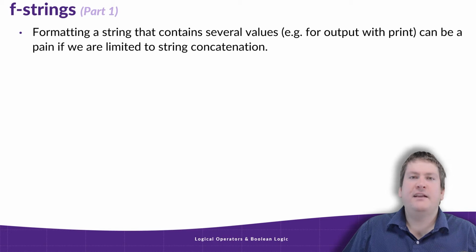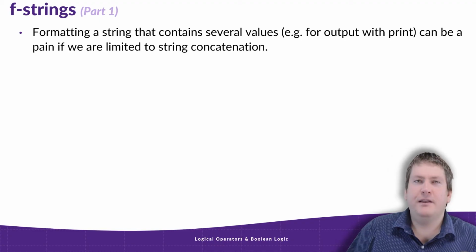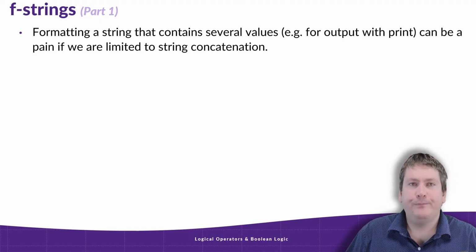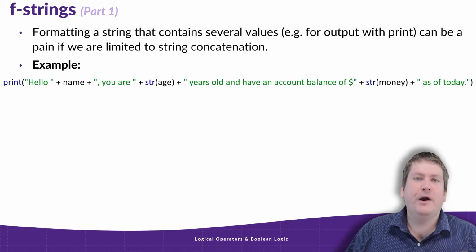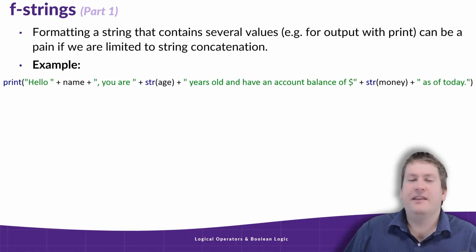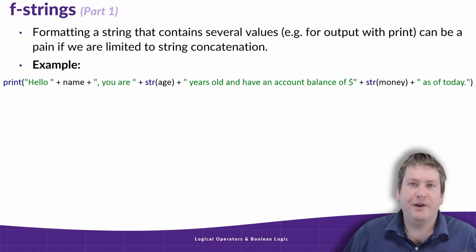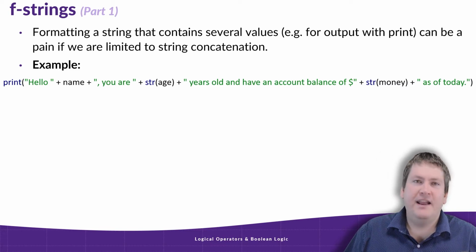Formatting a string that contains several values, for example, if we want to output that with print, can be a bit of a pain because we're limited to using string concatenation. So for example, let's say we want to output something like hello, whatever your name is, you are whatever your age is, years old, and have an account balance of whatever the account balance is as of today. We could do something like this, where we have this big long print line and a bunch of string concatenations going on in it. And then we also have to cast those integer and floating point values back to string before we can add them. But that's a bit of a pain. It looks ugly and it's easy to make bugs and mistakes.